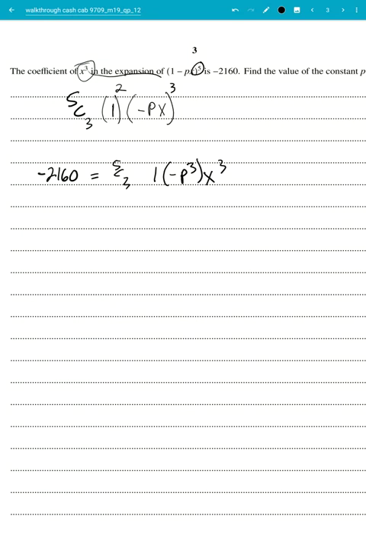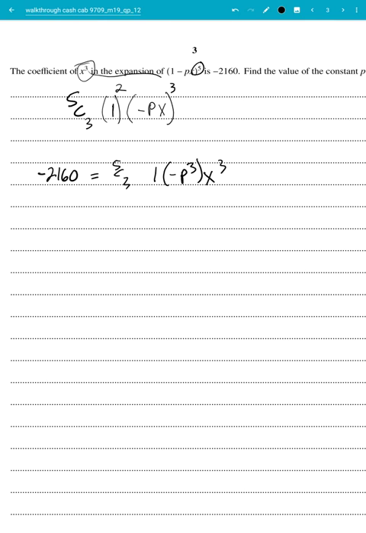x cubed. Now, we don't actually care about the x cubed. We're just looking for the rest of it. So you have to figure out 5, choose 3. You can put it in your calculator, or you can use the formula, which is n factorial over n minus r factorial times r factorial. But as I've said before, use the tools available to you. You have a calculator. Don't work harder than you need to.